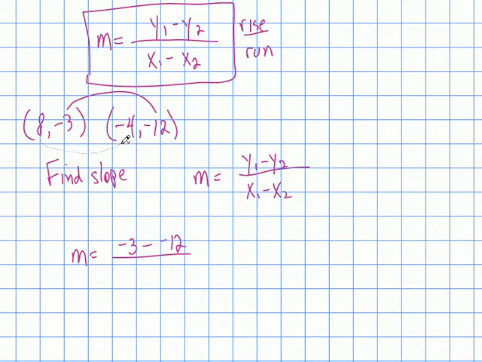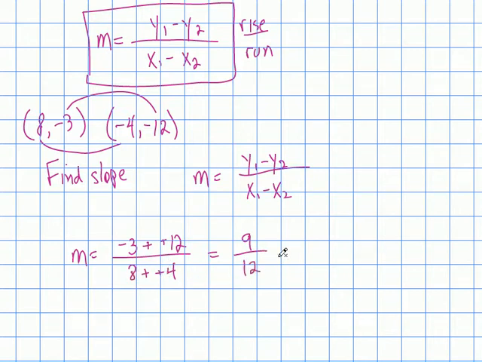So now we subtract the x's from each other in the same order, right? So it's 8 minus negative 4. And now you just have to figure out what that is, reduce your fraction, and you're done. It's as simple as that. Finding the slope is very, very easy. So look, minus a negative is plus. Negative 3 plus 12 is positive 9. Right here, minus a negative again is plus. 8 plus 4 is 12.